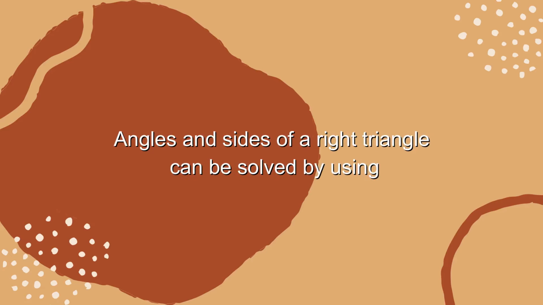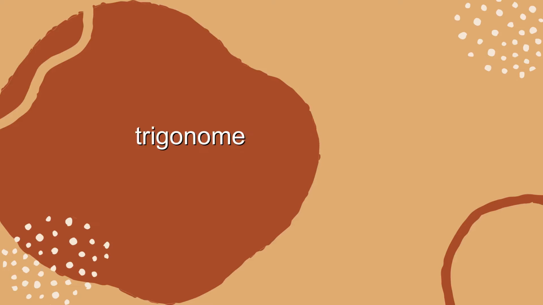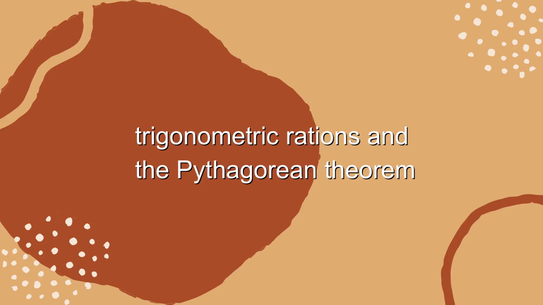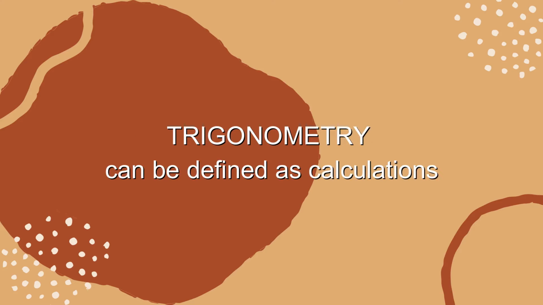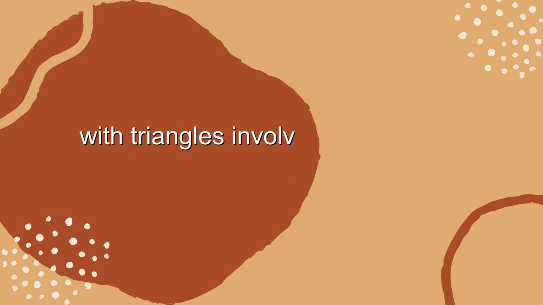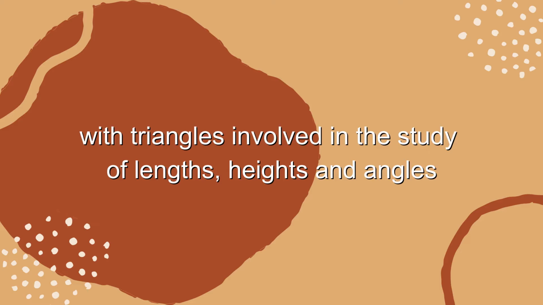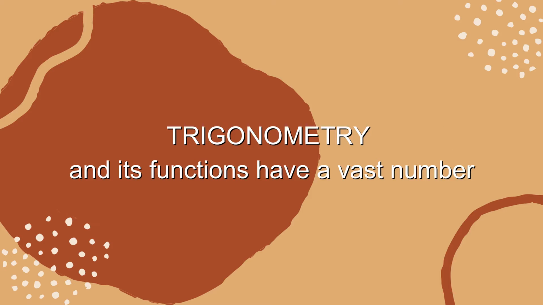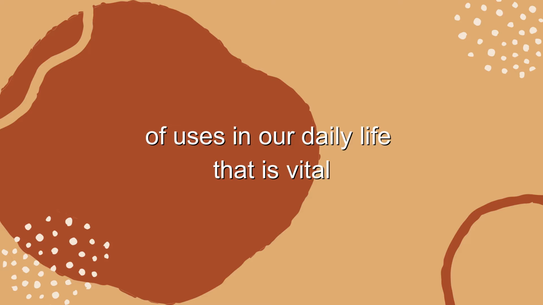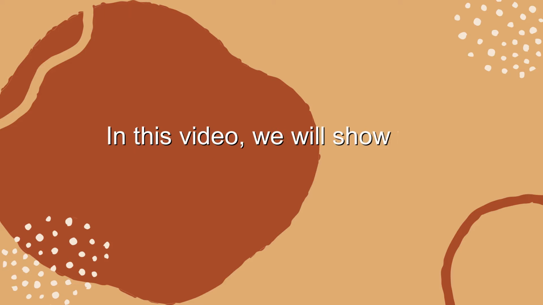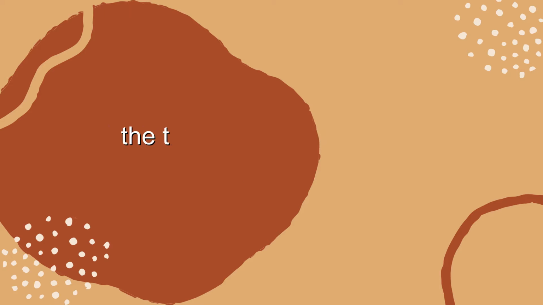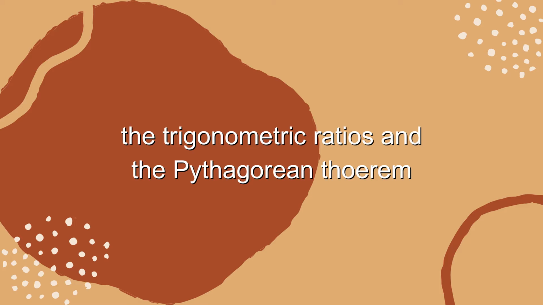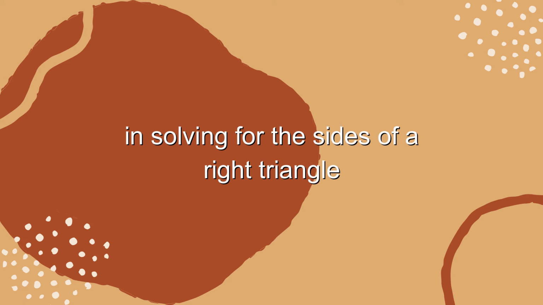Angles and sides of a right triangle can be solved using trigonometric ratios and the Pythagorean theorem. Trigonometry can be defined as calculations with triangles involved in the study of lengths, heights, and angles. Trigonometry and its functions have a vast number of uses in our daily life that is vital. In this video, we will show you how to use the trigonometric ratios and Pythagorean theorem in solving for the sides of a right triangle.